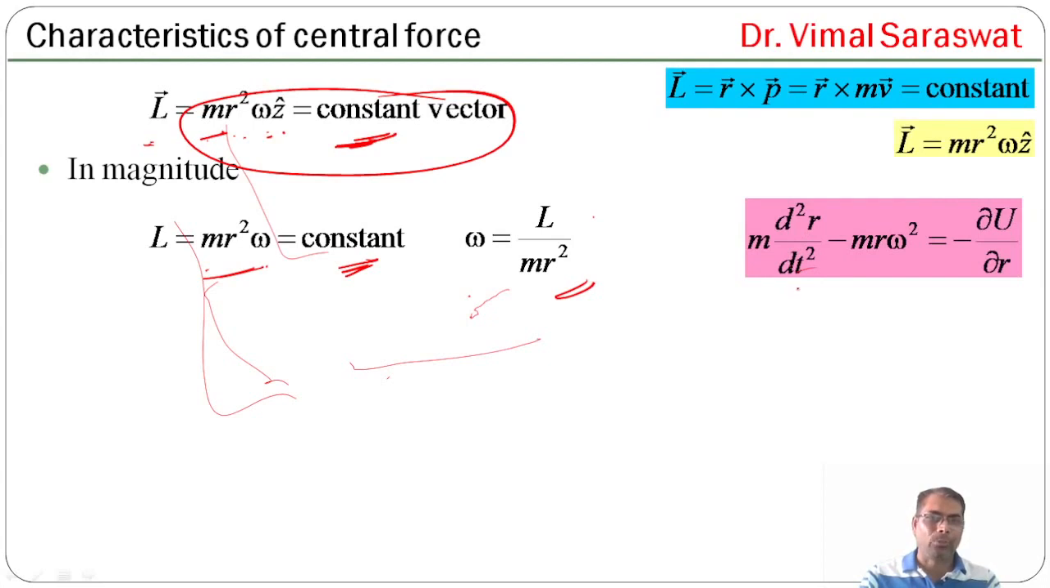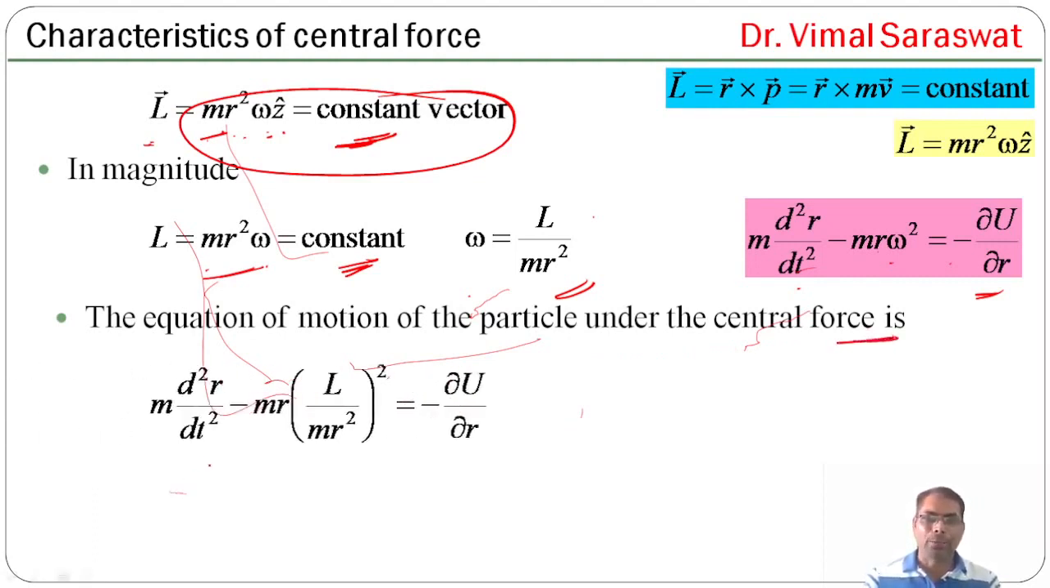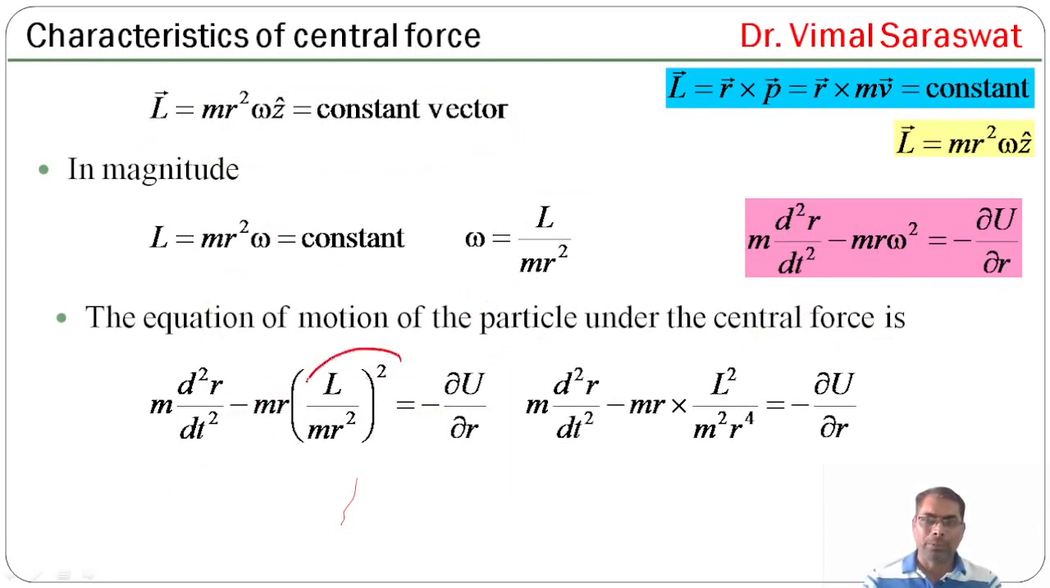and m d2r upon dt2 minus m r omega square equal to minus del u by del r. So the equation of motion of the particle under the central force is m d2r upon dt2 minus m r, and this omega is replaced with this one. So L upon m r square whole square equal to minus del u by del r. Now if we open this whole square, then we have L square upon m square r raised to 4. We cancel one m and also one r. So this is actually minus L square upon m r cube.